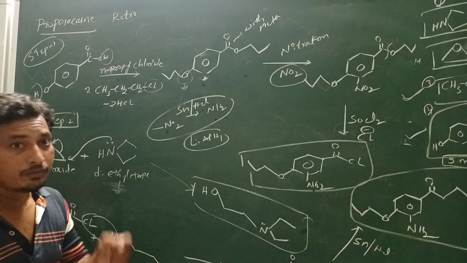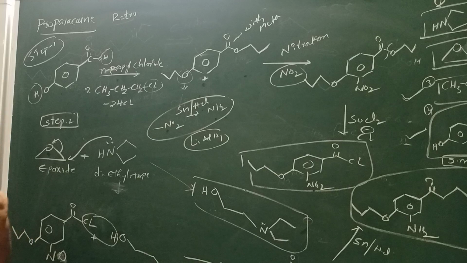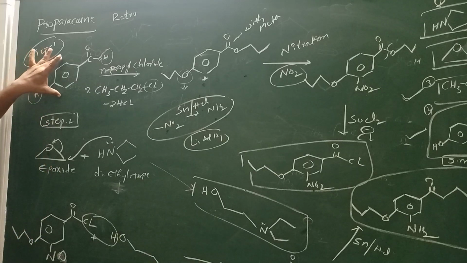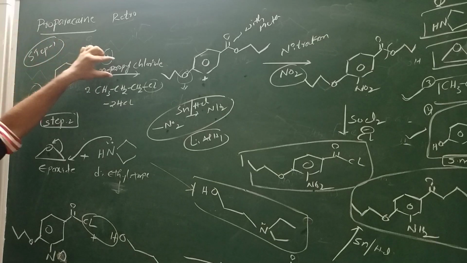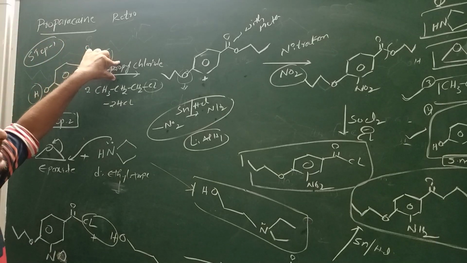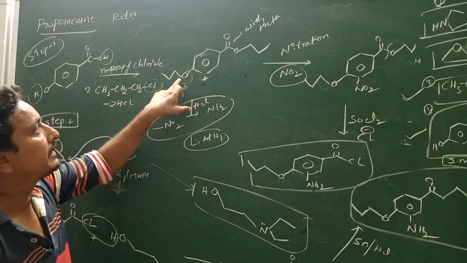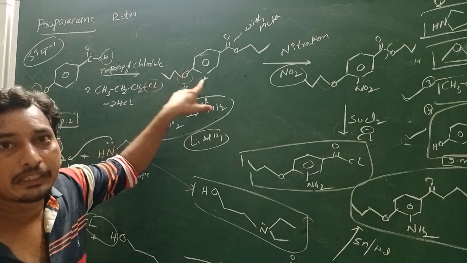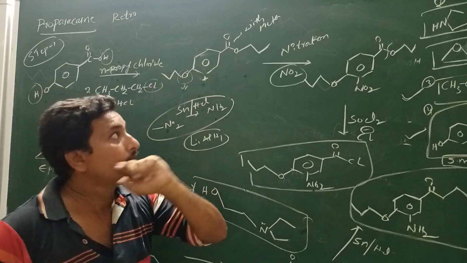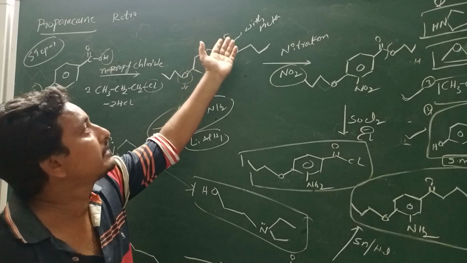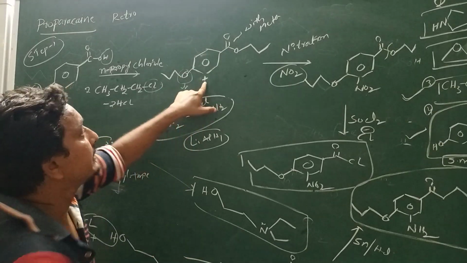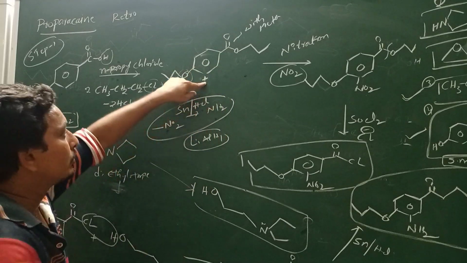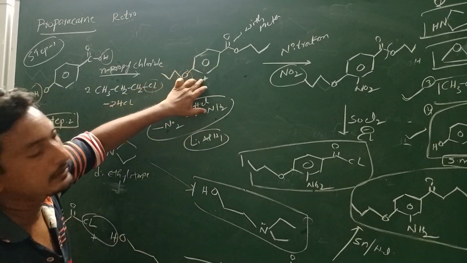I will repeat it from the first. We take the target molecule, and the starting material is para-hydroxybenzoic acid. When para-hydroxybenzoic acid reacts with n-propyl chloride, the obtained product is like this. This is the electron donating group, which is an ortho activating group, and this is the electron withdrawing group, which is a meta directing group. This position is meta to the electron withdrawing group and ortho to the electron donating group.